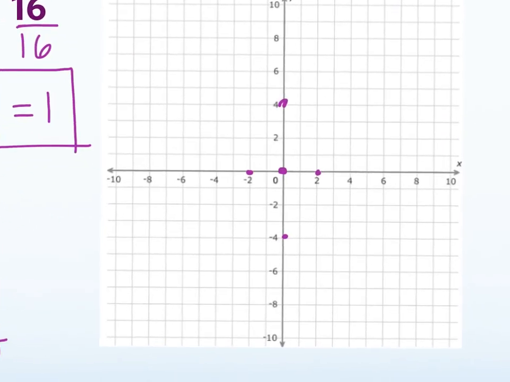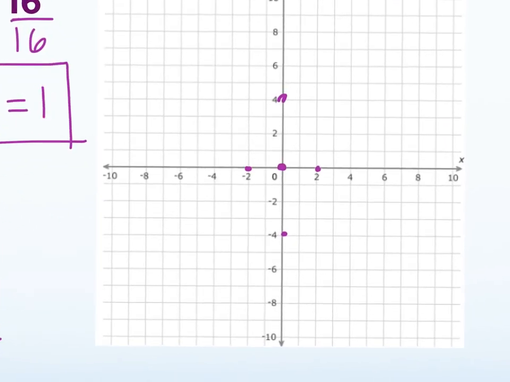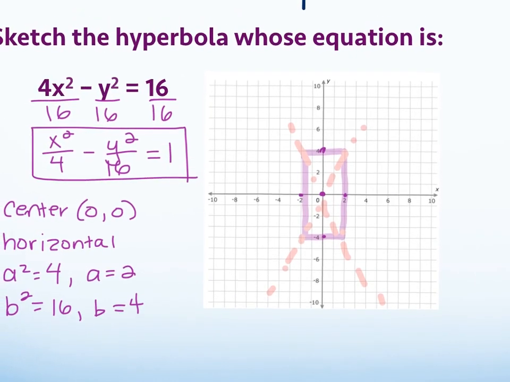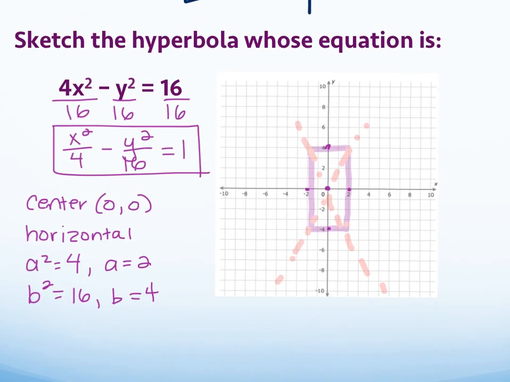I would take my transverse and my conjugate axis and make this little horizontal line, vertical line, and then where they intersect on the corners is what I would run my asymptotes through. The other way to do that is to find the asymptotes. So let's just say it asks me to find the asymptotes.